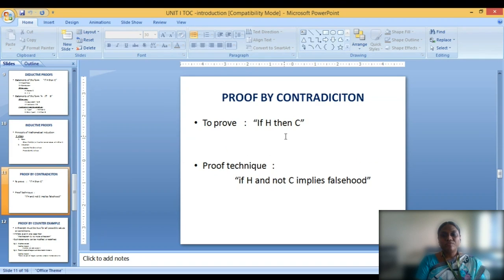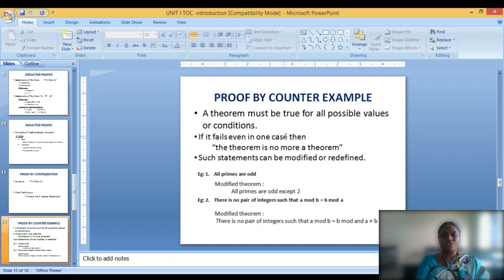And we also have proof by contradiction. Contradiction is negation, the opposite form. So if H then C can be proved by initially taking not C, and then finally stating it as false, and thus proving that if H then C. This is called proof by contradiction.